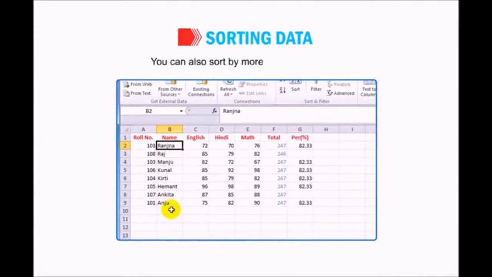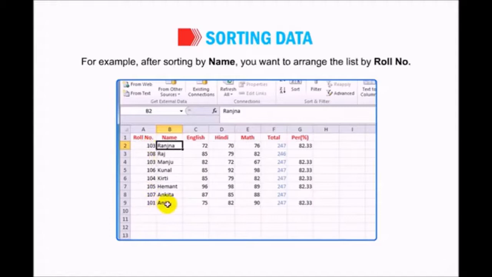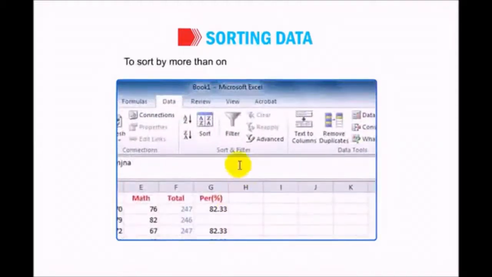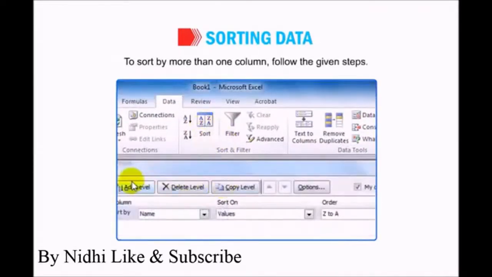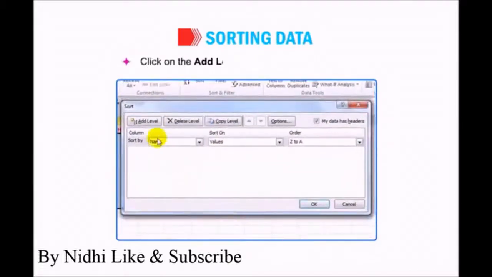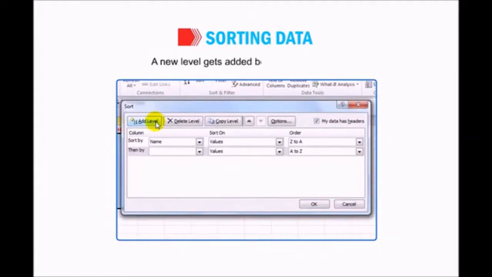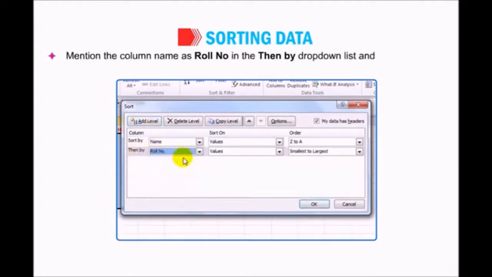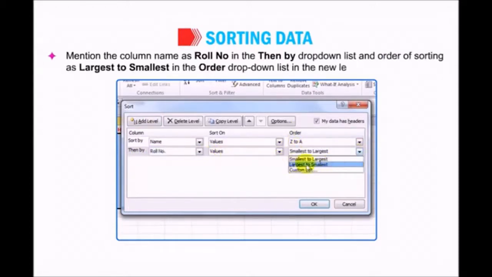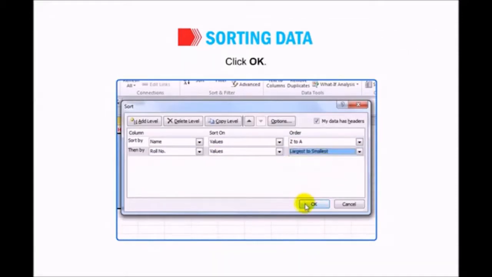You can also sort by more than one column. For example, after sorting by name, you want to arrange the list by roll number. To sort by more than one column, follow the given steps. Click on the Add Level button in the Sort dialog box. A new level gets added below the first level. Mention the column name as roll number in the Then By drop-down list and order of the sorting as largest to smallest in the order drop-down list in the new level. Click OK.